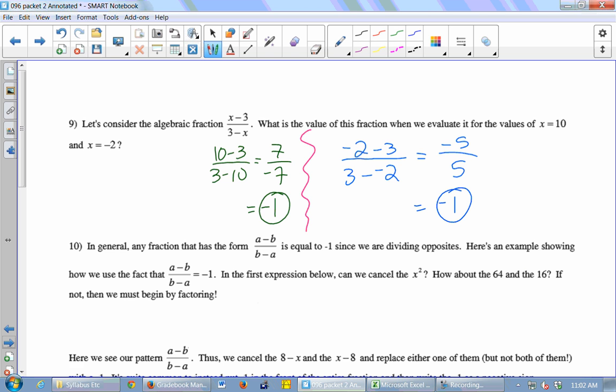Okay. So it turns out that in general, if you have a fraction that looks like a minus b over b minus a, the answer is -1, right? Because you always are going to end up dividing opposites. One of the top and the bottom will be the same value, but one will be positive and one will be negative. So it's always going to give you -1.